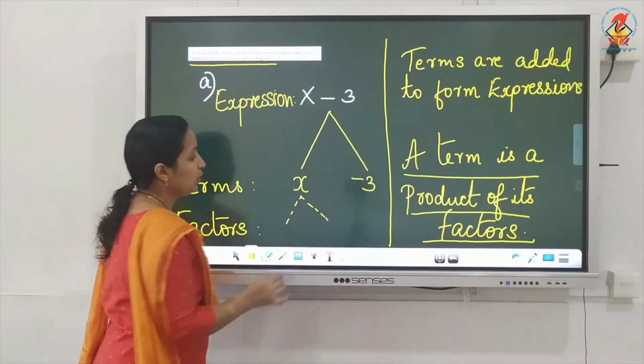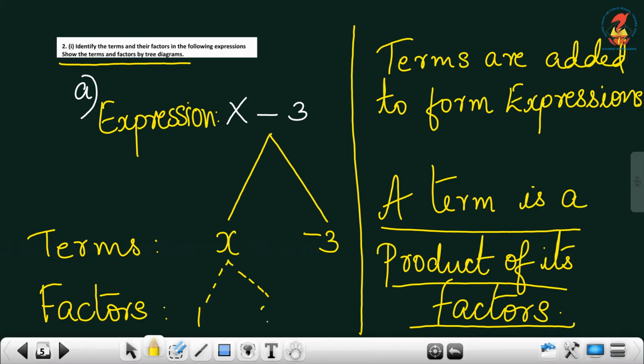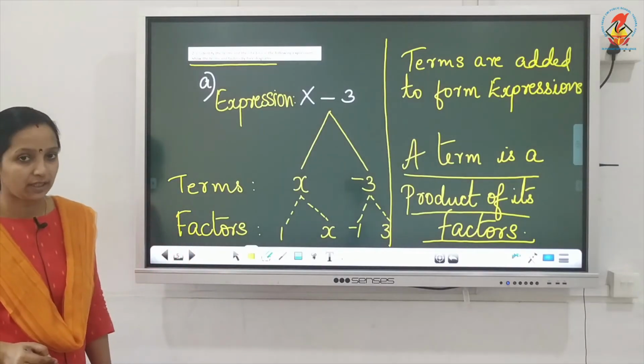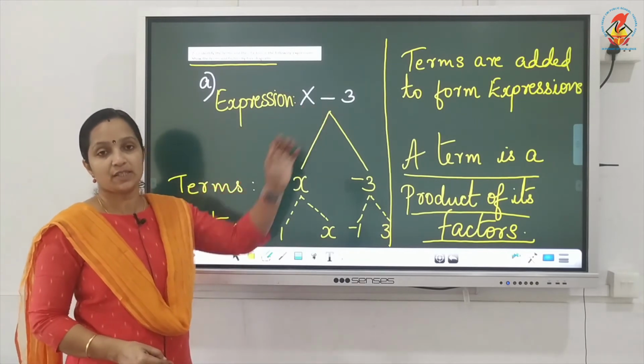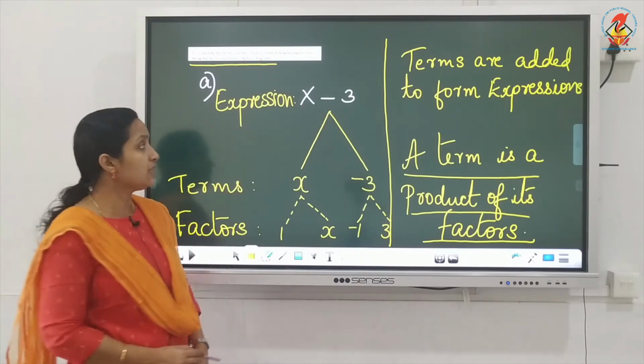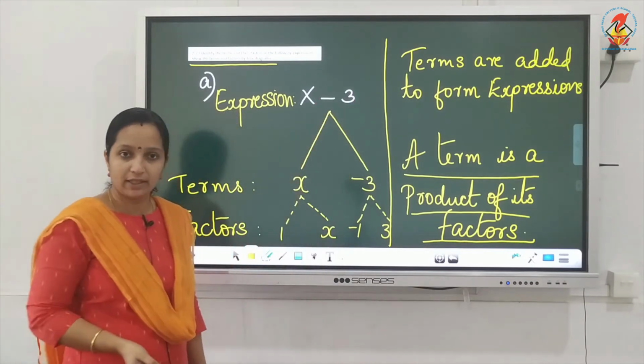Now, we know that 1 into x will give the answer x. So, which are the factors of x? 1 and x. Okay. The same way, which are the factors of negative 3? Which are the factors of 3? You know that 1 and 3. So, negative 1 and 3 are the factors of negative 3. Okay children, terms are added to form the expressions. That is our statement, is it? So, the negative sign belongs to the term coming after the negative sign.